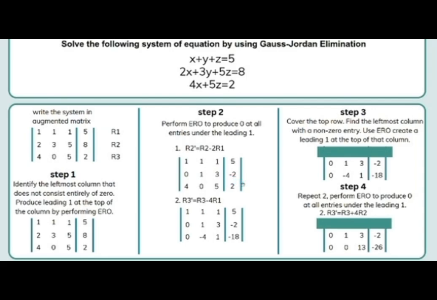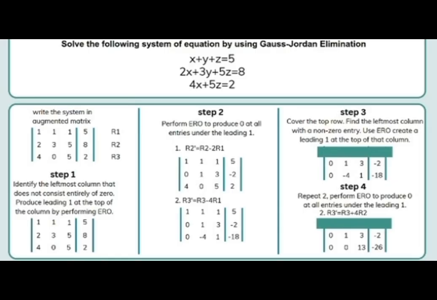Next, we perform another ERO for this row because we need all of the entries under the leading one to be 0. So we subtract the third row with the first row multiplied by 4. The result after the ERO, we got 0, -4, 1 and -18. As we can see, all of the entries under the leading one are already 0. So we can proceed with step 3, where we need to cover the top row with the leading one that we already considered.